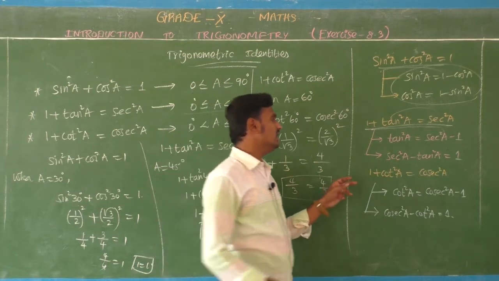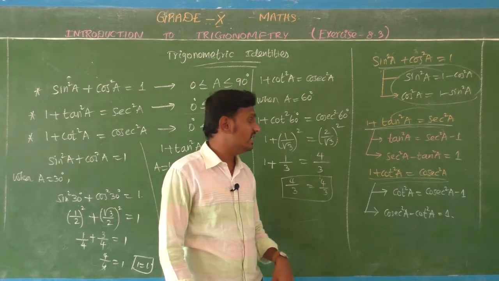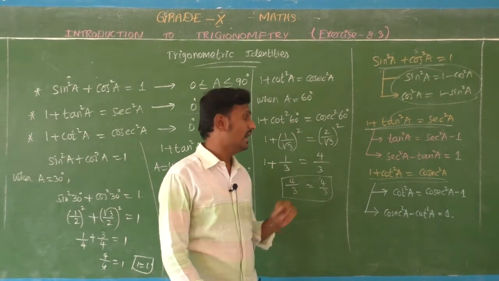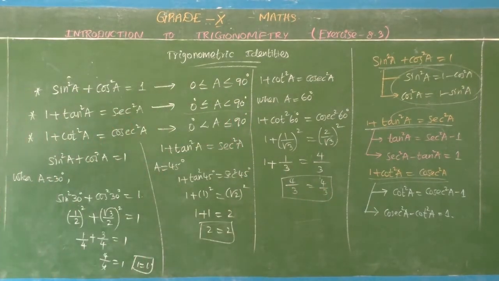Then finally, 1 plus cot square a is equal to cosecant square a. So here cot square a equals cosecant square a minus 1, and cosecant square a minus cot square a is equal to 1. Okay, so these are the basic trigonometric identities for you.